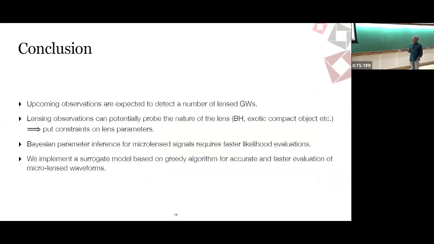So this concludes my talk. Upcoming observations, we expect them to detect a number of lensed gravitational waves. With these different lensing observations, we can potentially probe the nature of the lens. It could be a black hole, some black holes with hair, exotic compact objects, etc., and put constraints on these lens parameters. Bayesian parameter inference for these lensed signals requires faster likelihood evaluation. So what we do is we implement a surrogate model based on the greedy algorithm for accurate and faster evaluation of microlensed waveforms. That's it. Thank you.